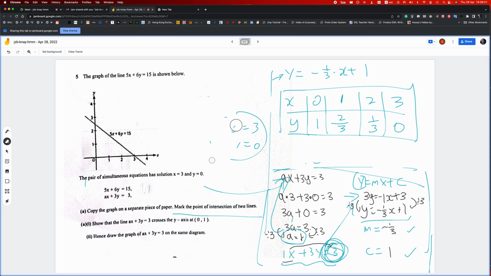So let me erase everything first. 0, 1. Where is 0, 1? Let me choose a different color. 0, 1 is here. What is 1, 2/3? 1, 2/3 is here. 2, 1/3 is here. 3, 0 is here. So I have all these 4 points. I need to link it up. Use a ruler. So this is my y equals to negative 1/3 x plus 1. So I have drawn it, done.